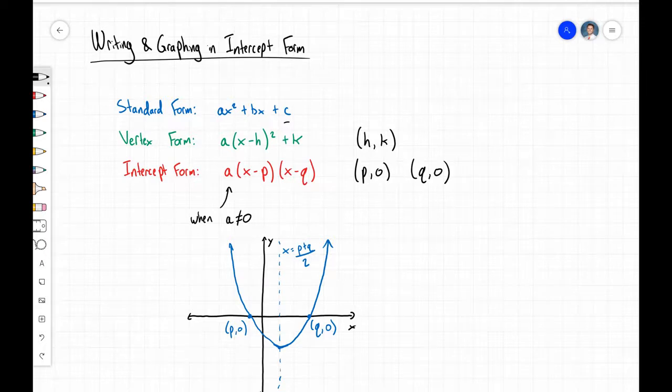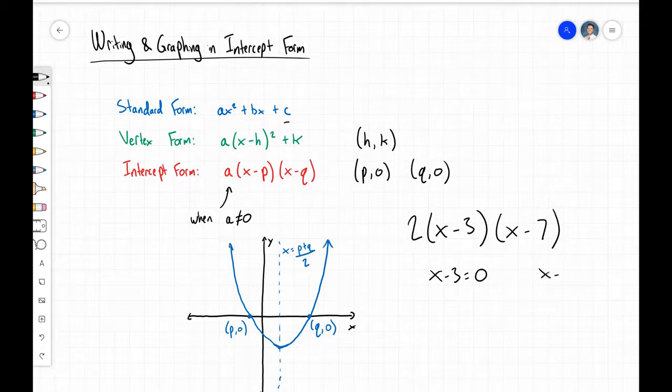Right? If we were to look at this, that would be like solving for the zeros of our function. And if we had something that was written in the form 2 times (x minus 3)(x minus 7), right? We can see that if we were to solve these for 0, x minus 3 equals 0, and x minus 7 equals 0, you're going to get x equals 3 and x equals 7. So you can see that p and q represent our x-intercepts.